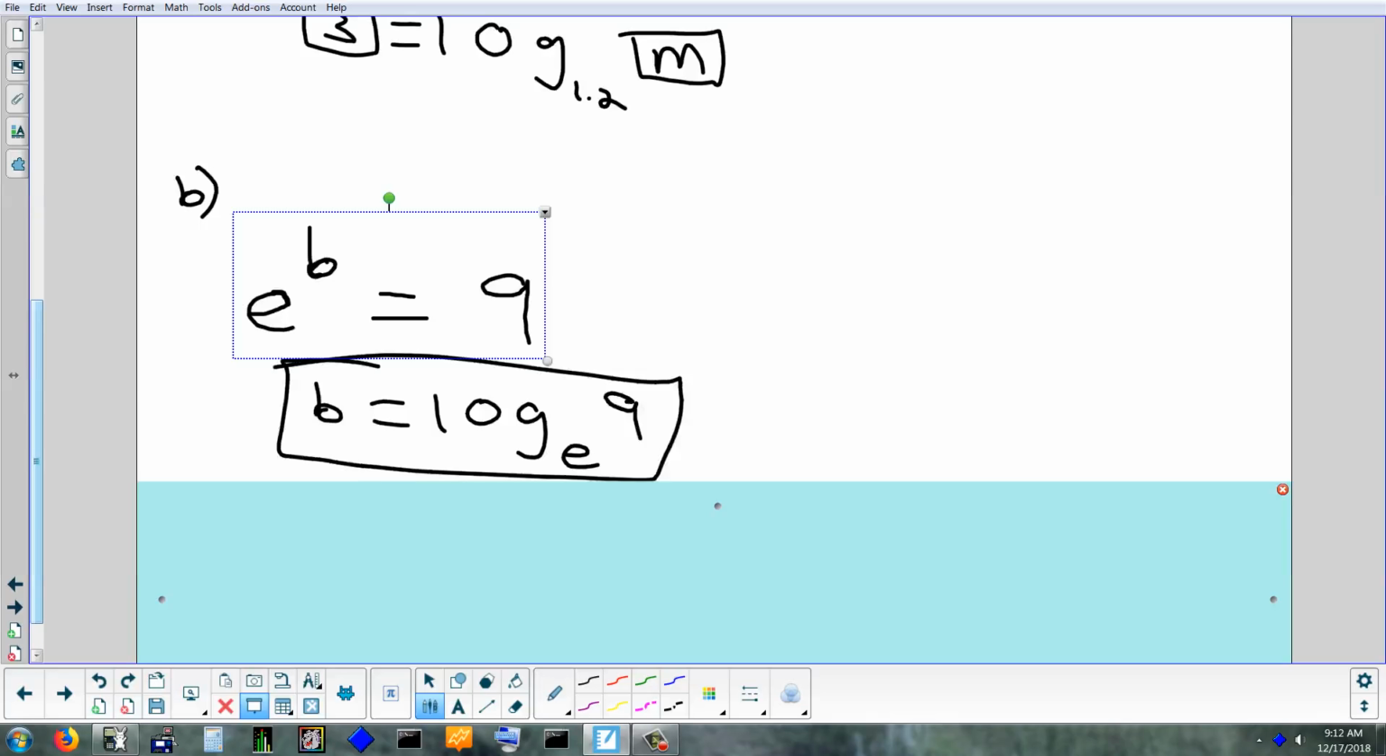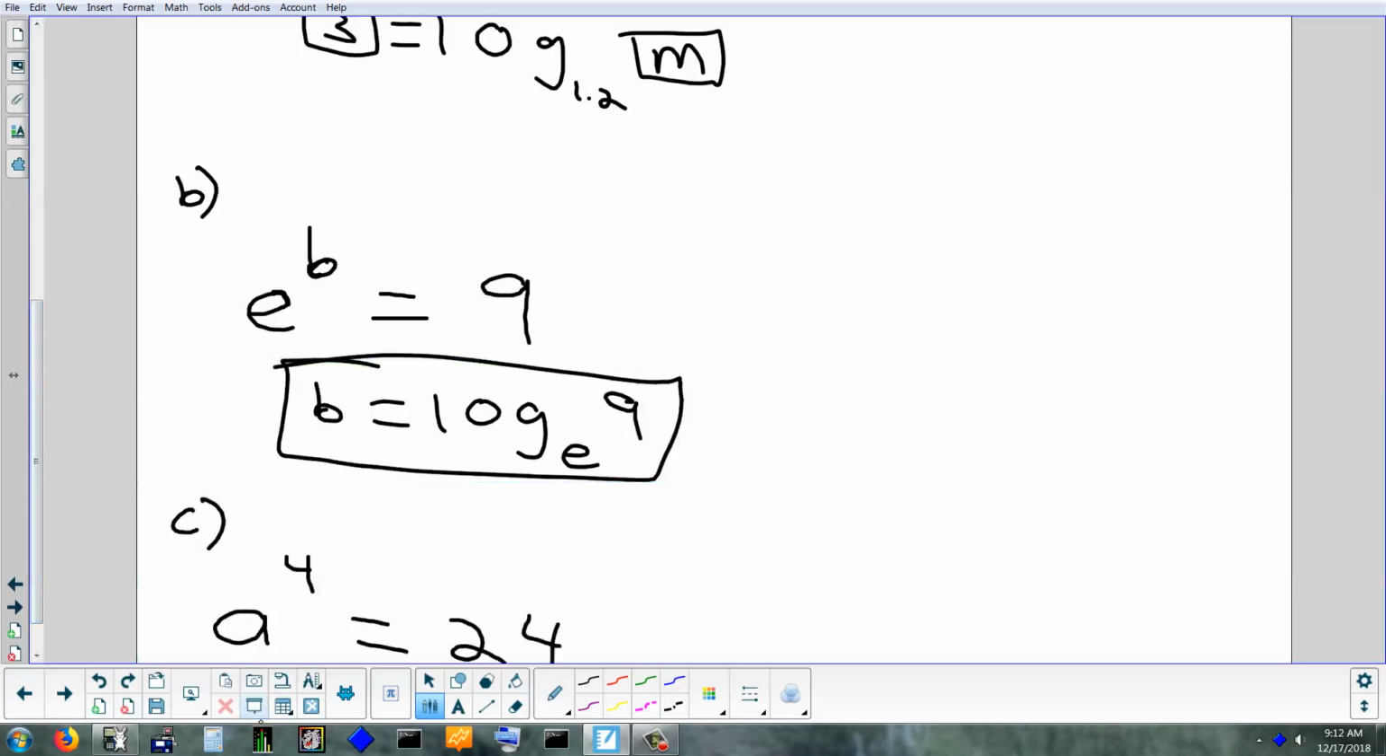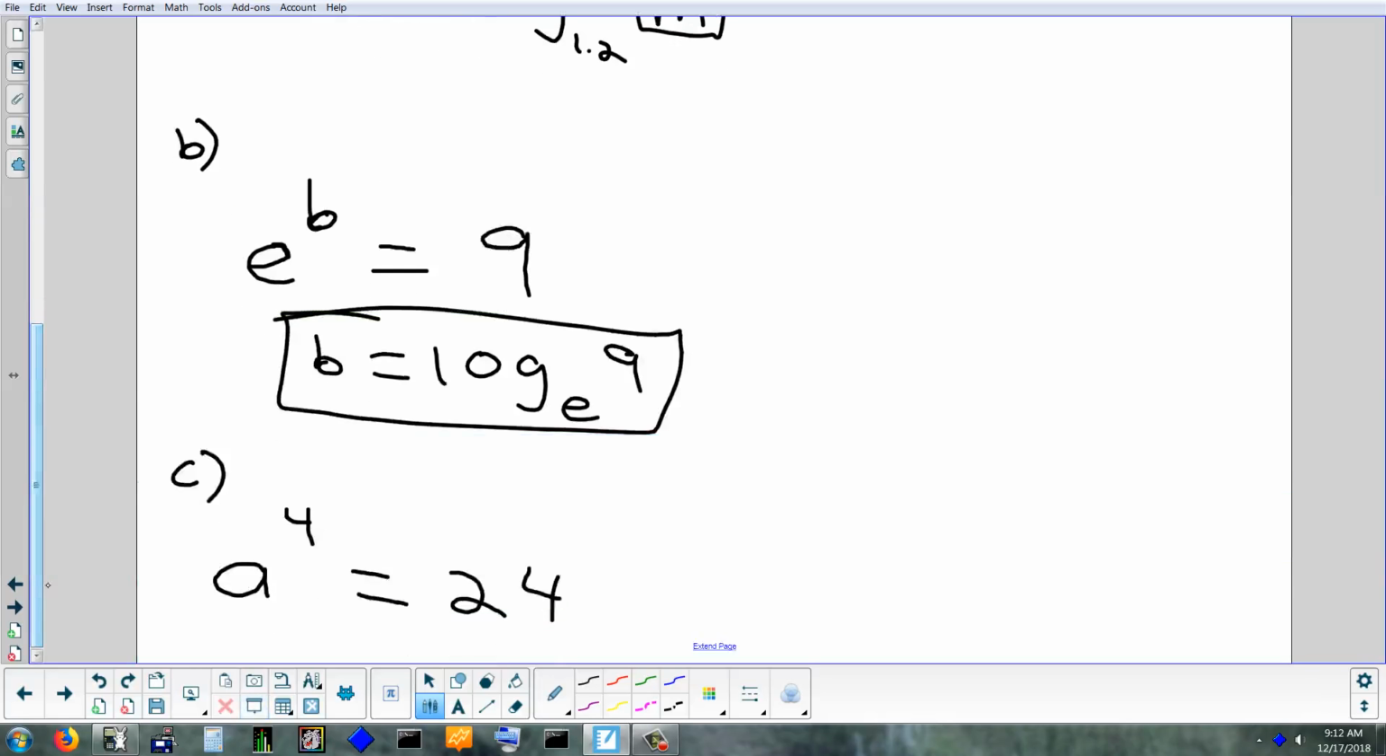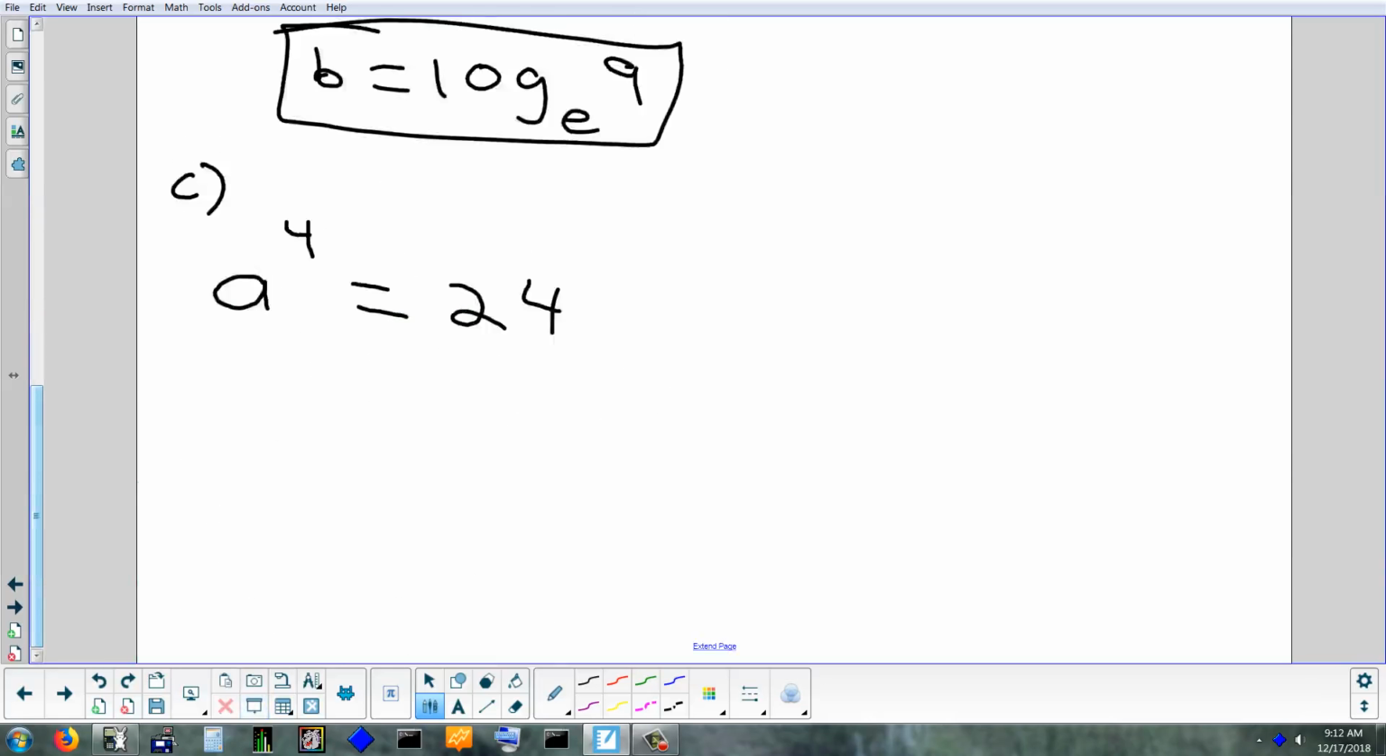Any questions on that one? All right, let's try one more. So this one is a to the 4th equals 24. Savannah, what's the first thing I would put down if I'm going to write this in log form? Equals log. Yep. If you're going to write it in log form, you have to put the word log.